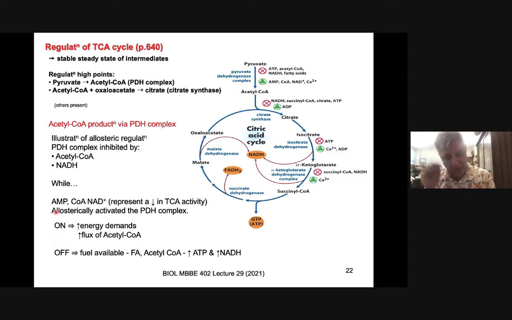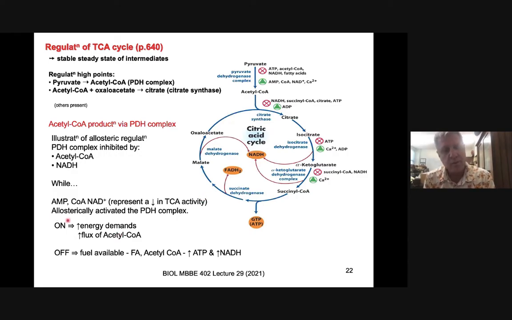But as we've seen also, AMP, CoASH, and NAD plus are all basically components which are going to be stimulating the production of their appropriate forms of ATP and NADH and the consumption of CoASH, because they're going to be decreased as a representation in the activity of the TCA cycle. So we're going to see these become abundant if we need more energy, and they will be decreased as they are consumed to make their appropriate conjugates. So again, we're going to be allosterically modulating the central pyruvate dehydrogenase complex.